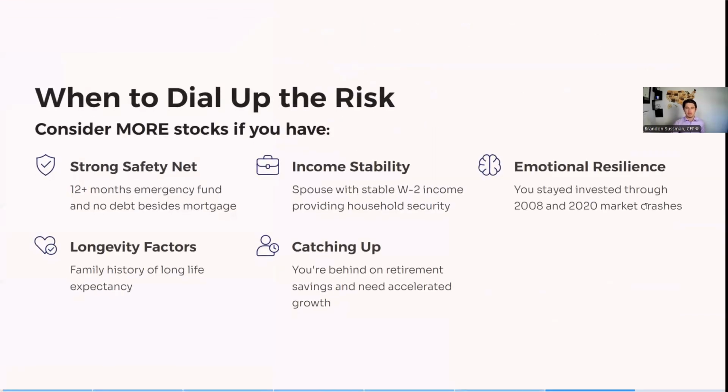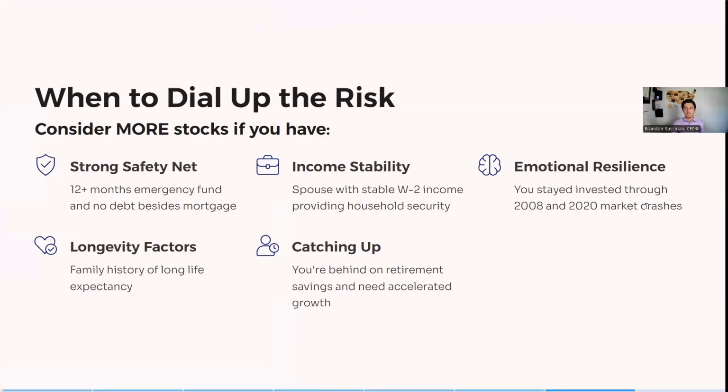Now, when can we go a little bit more aggressive? You can start to dial things up a little bit when we've met that 12 months of emergency fund, 12 months of expenses set aside, and we have that safety net. If we have some income stability, maybe your spouse has consistent income and your income's fluctuating, but you know you're going to always have this backup income from your spouse, that's going to help a lot. If you're comfortable with market corrections, you don't look at your portfolio and you know you're in it for the long haul, then we can be a little bit more aggressive.